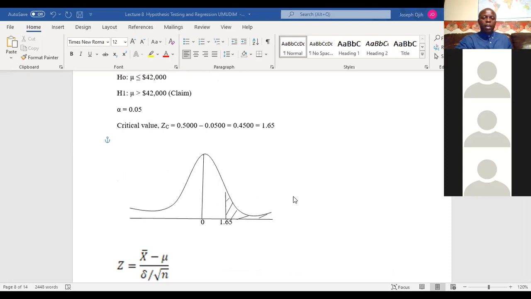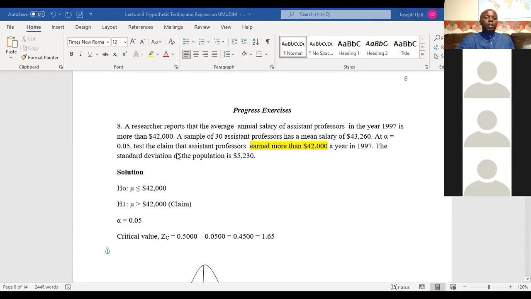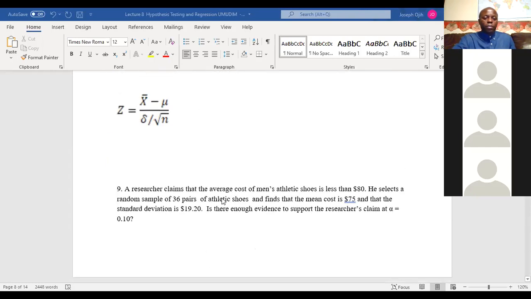According to the question, the sample mean for the sample of 30 is 43,260. The population mean, the average for the entire population, is 42,000. The sample size N is 30 assistant professors, and the standard deviation is 5,230. Now you can plug all this in. So let's write them down first.